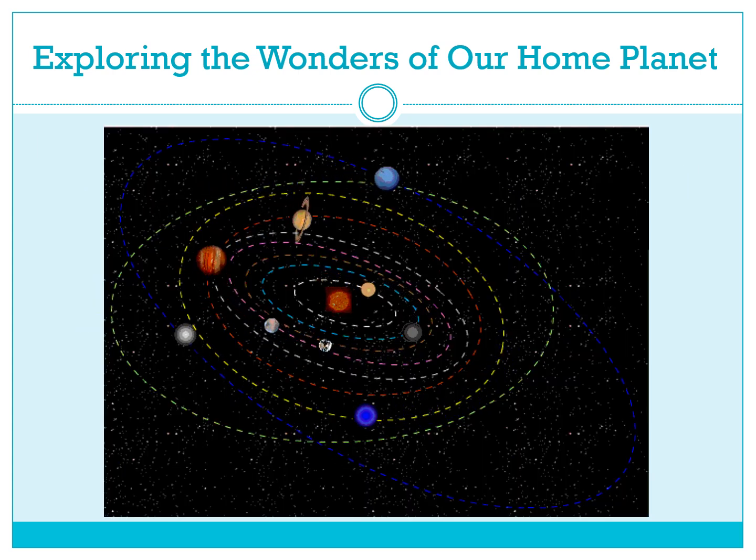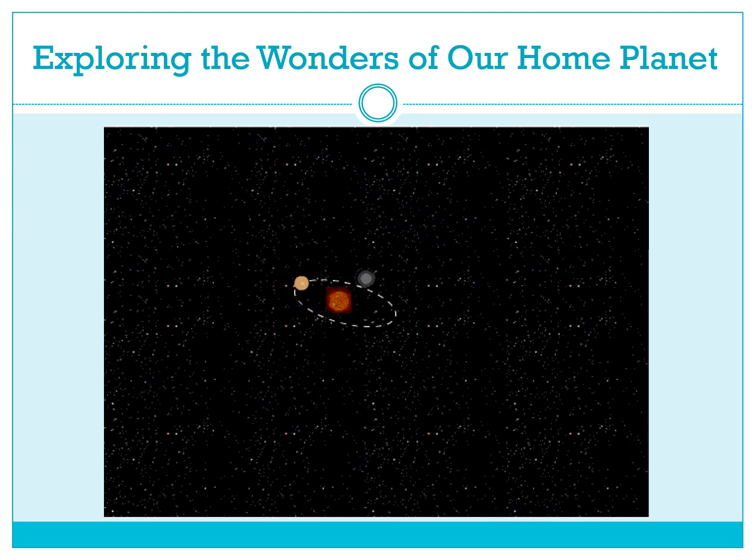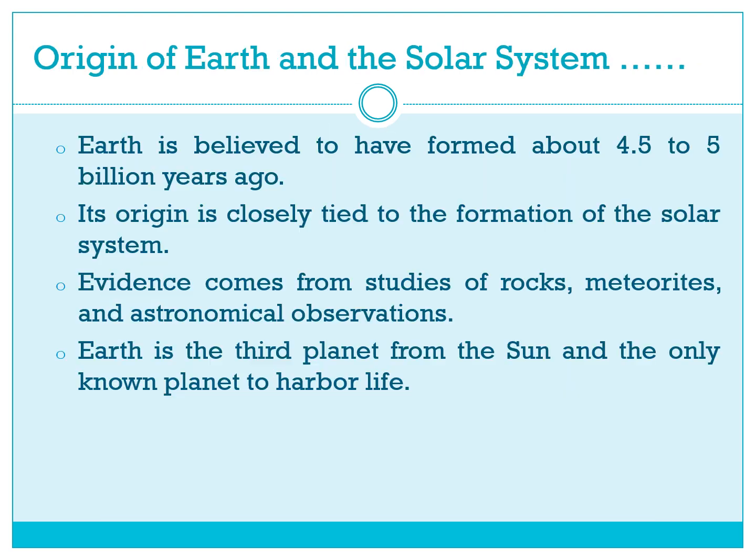Planets in our solar system revolve around the Sun in a counterclockwise direction. Planets' orbits are not perfectly circular but elliptical, meaning their distance from the Sun varies throughout their orbit. The time it takes for a planet to complete one orbit around the Sun is called its revolution period. Planets also rotate on their axis, which is what causes day and night.